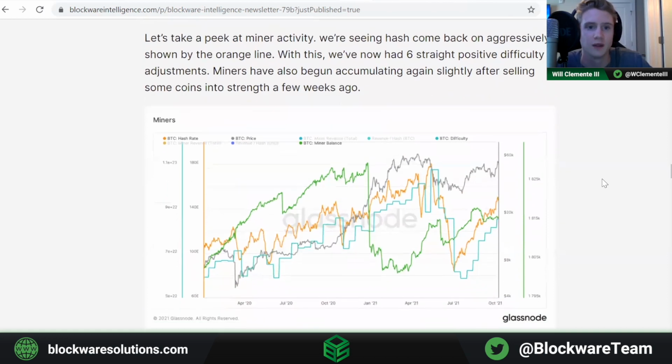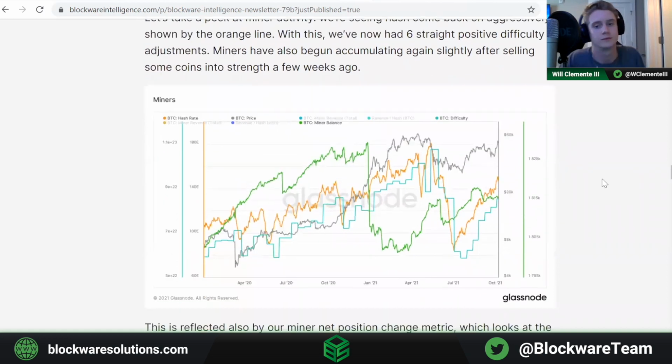And next, we're going to take a peek at some of the miner stuff. So orange, you have hash rate. Hash continues to come back on the network pretty aggressively. A reflection of that is we're looking at this blue line. This is difficulty. So every 2 weeks, difficulty adjusts. If more hash comes on the network than was 2 weeks ago, we have a positive difficulty adjustment. If it's less, we have a negative difficulty adjustment.